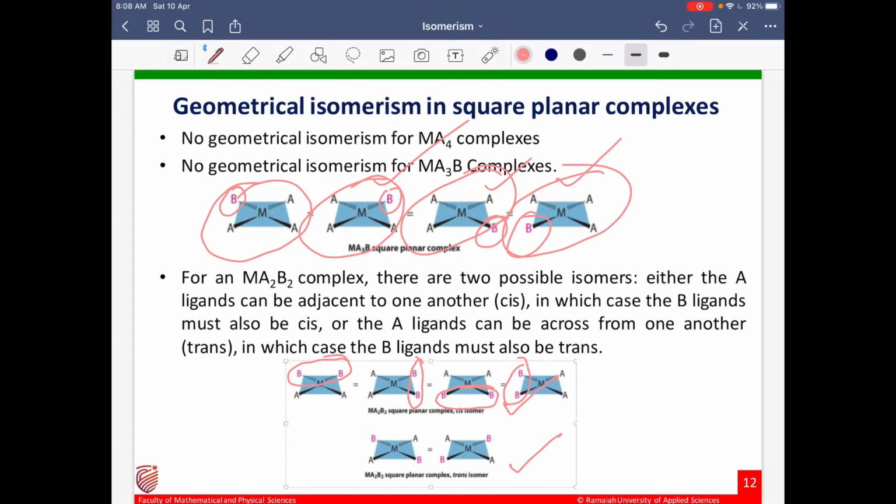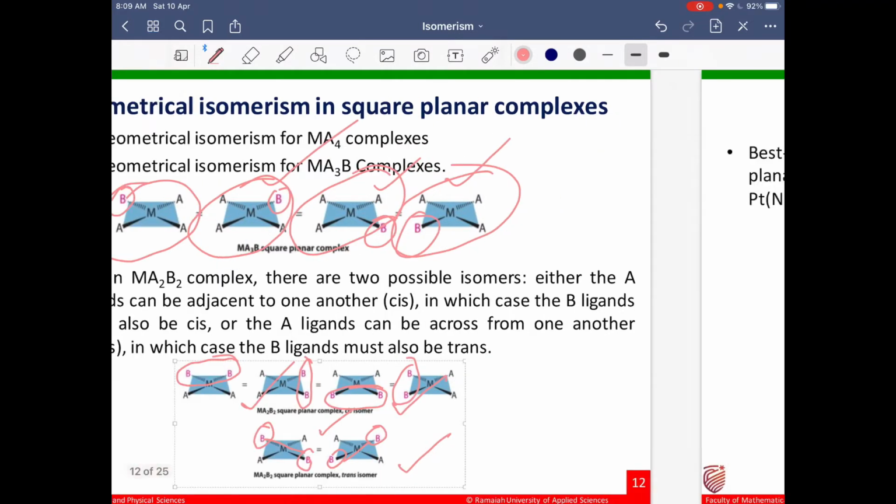So this is the Ma2b2 square planar complex, cis isomer. If they are in opposite directions, across from each other, for example here b, b, this isomer is known as the trans isomer. So for an Ma2b2 complex, there are two possibilities of geometrical isomerism. Either the a ligands are adjacent to one another, cis, shown here, or across from one another, trans isomer, shown here.